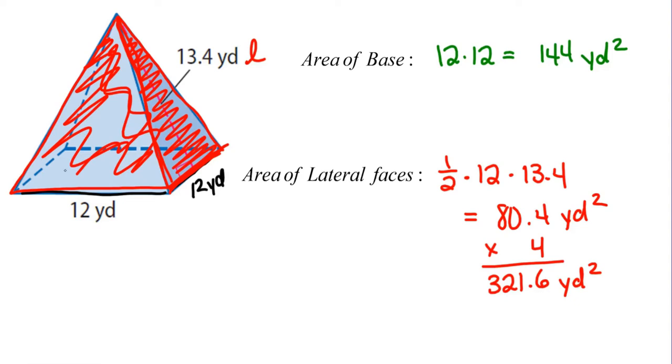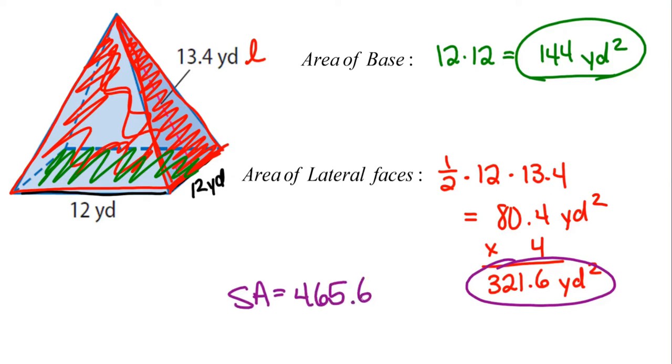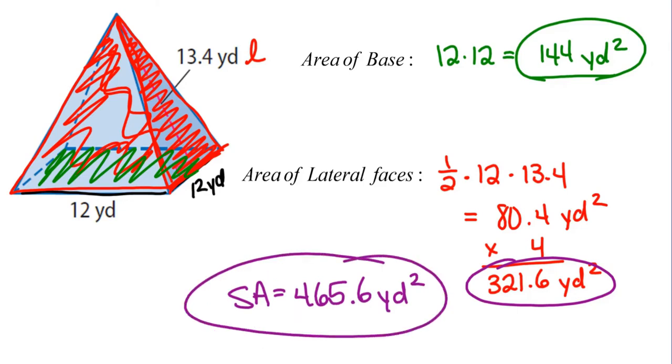And then we have our base. The square base down here is 144 square yards. So I take that and add it together with that to give me a total surface area of 465.6 square yards, and that's the surface area of my pyramid. So I add those two pieces together. Area of the base plus the area of the lateral faces is going to give me my total surface area.